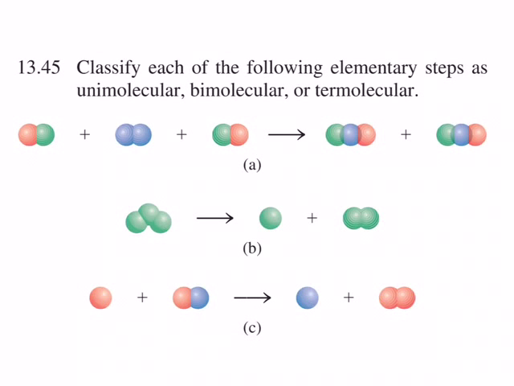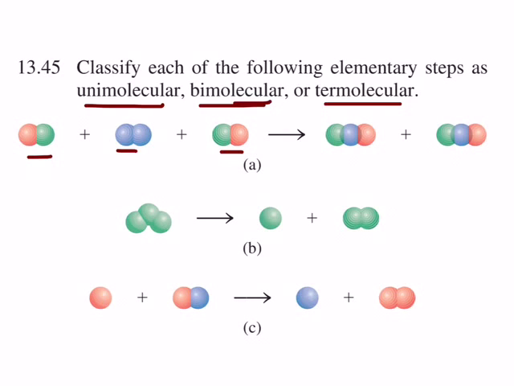Alright, the second question, again, pause the video if you want to try it yourself, asks to classify each of these three reactions as unimolecular, bimolecular, or termolecular, and these refer to the molecularity of the reaction. And so what we remember is a unimolecular process is a reaction where there's one particle decomposing. A bimolecular process has two particles colliding in a single step, and a termolecular process has 3 particles colliding in a single step. So the first reaction shows 3 particles colliding, so it would be a termolecular process.